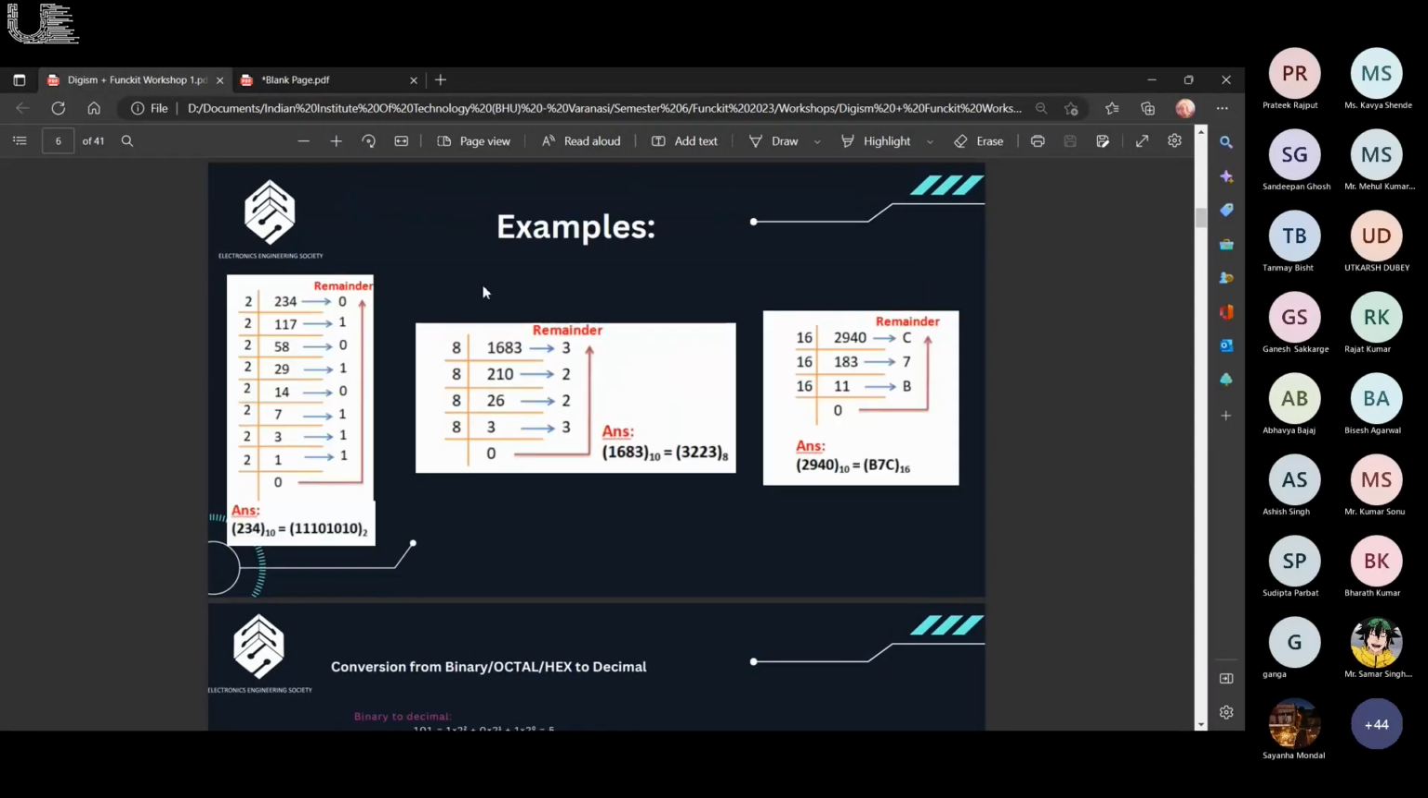Here are a few examples for conversion from decimal to binary, octal, and hexadecimal. You can go through as the slides will be provided.